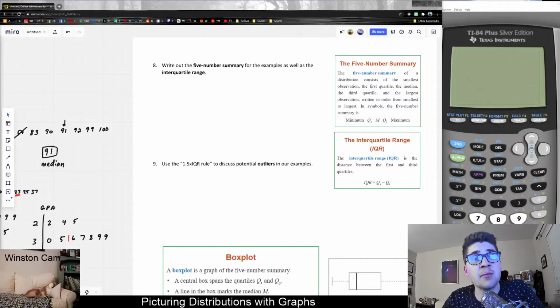The 5-number summary in statistics is a statement of basically the quartiles and the median and the min and the max in order from smallest to largest. Basically what you would do is list what's the smallest data point, what's the first quartile, what's the second quartile, aka median, what's the third quartile, and then what is the maximum.